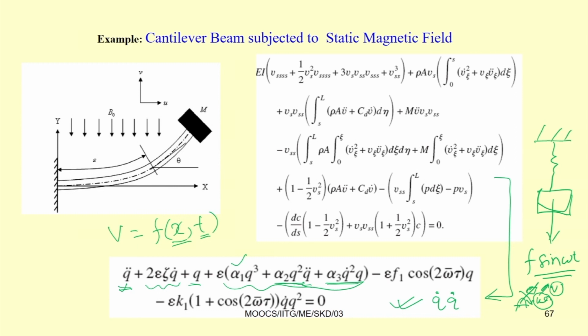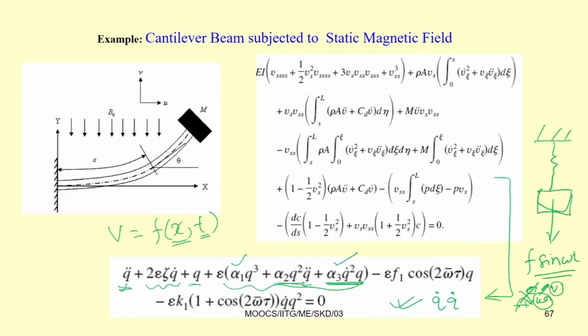Due to the presence of acceleration, this term is also an inertia nonlinear term. Inertia comes from mass into acceleration, which gives the inertia force. Due to the presence of the acceleration term q dot square, this is also inertia force, so this is also inertia nonlinearity, and this other term is the geometric nonlinear term.